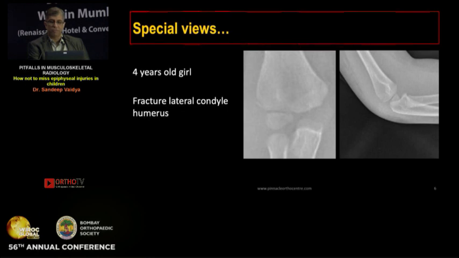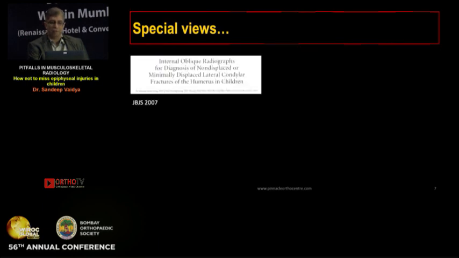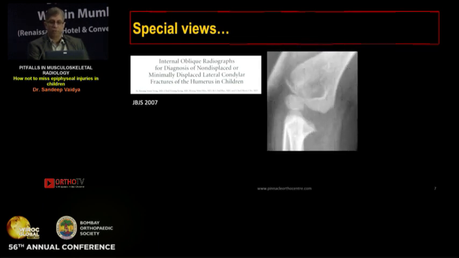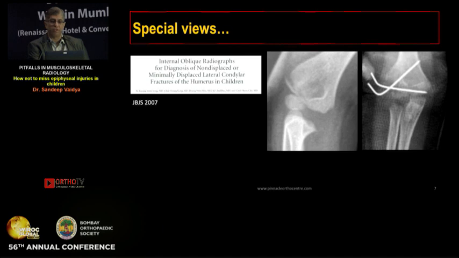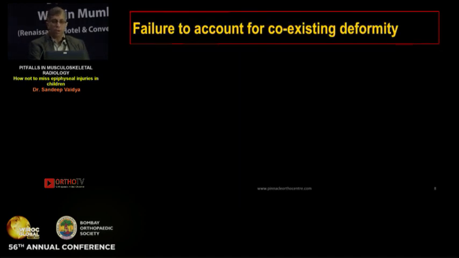However, sometimes just AP and lateral views don't help. So consider this case of a 4-year-old girl with a fracture of the lateral condyle of the humerus. This looks like an undisplaced fracture which can very well be treated conservatively. However, we know that in lateral condyle fractures, displacement is best assessed on internal oblique views, and therefore when we do an internal oblique X-ray, we realize that the displacement is more than acceptable, and therefore again this fracture requires a fixation.